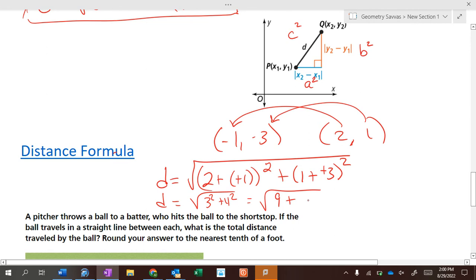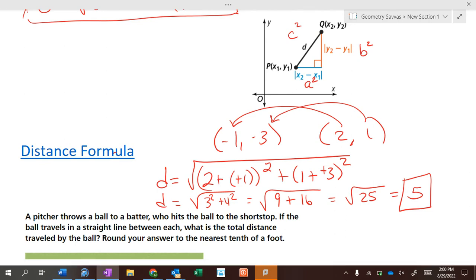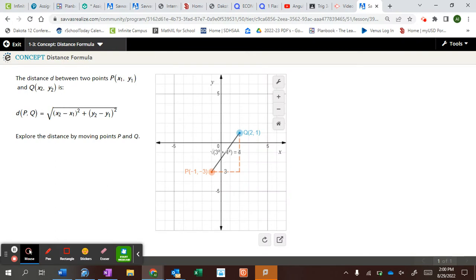9, 4 squared is 16, which is 9 plus 16 is 25. Square root of 25 is 5. Most of the time, the distance formula doesn't work out to be whole numbers, but sometimes it does. So the distance formula, the distance here is 3 squared plus 4 squared in the square root.